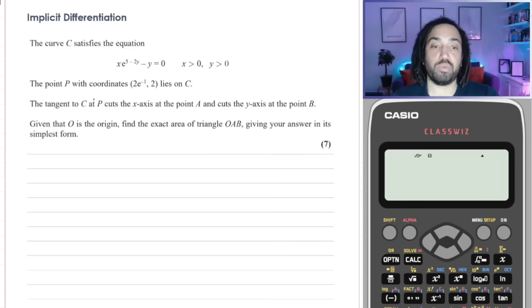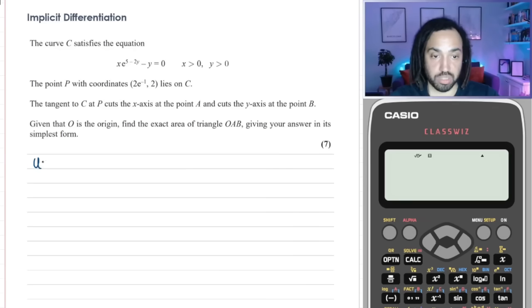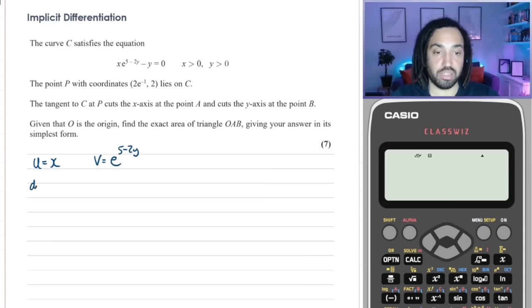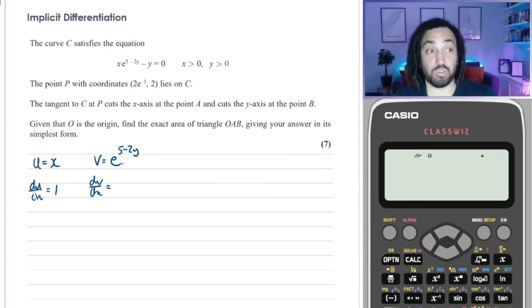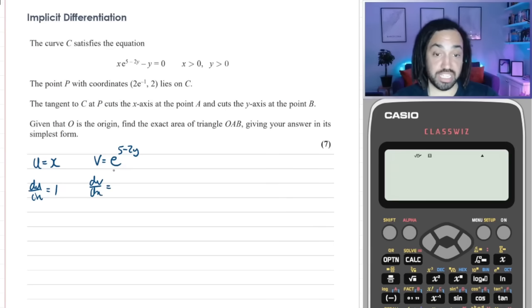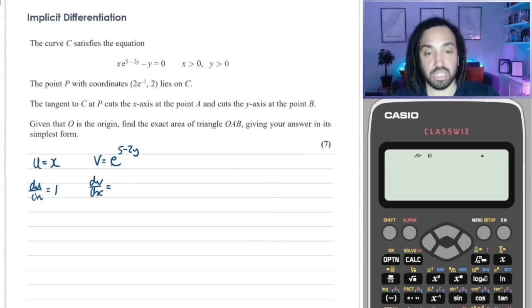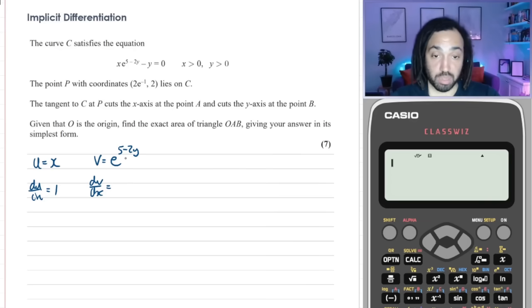And over here we have a product. So we're going to write u is equal to x and v is equal to e to the 5 minus 2x. So du by dx is equal to 1, and then dv by dx, well, this is actually a function of y. So we have to differentiate it implicitly if we want to work it out with respect to x. So to do so, we just differentiate it with respect to y, and then we times it by dy by dx.